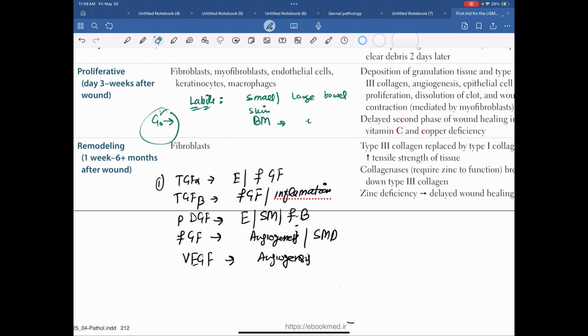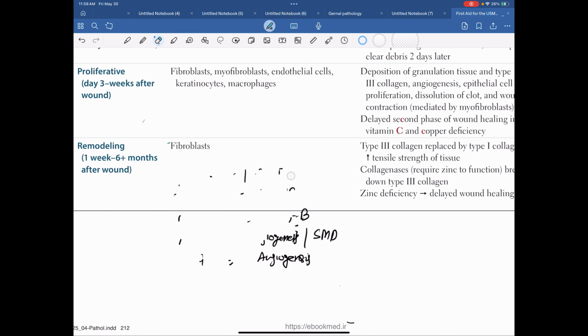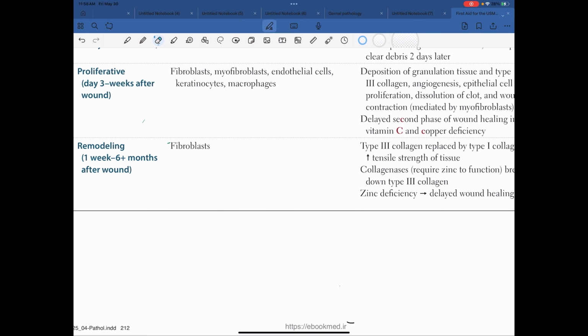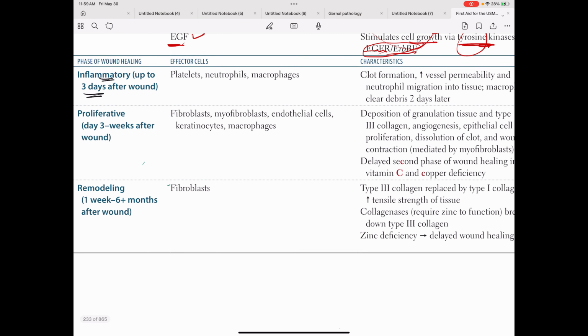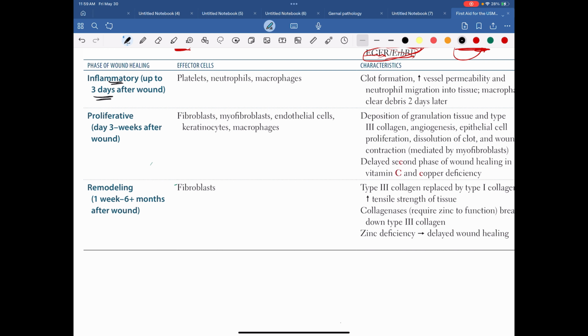Now let's take a quick read from your book, to see what they mention about the phases of wound healing. First of all, remember one thing: wound healing occurs in three major phases. According to First Aid, the phases are divided into three main phases: inflammatory, proliferative and remodeling. The first one is the inflammatory phase, which lasts up to 3 days after the wound. The effector cells involved in this phase are platelets, neutrophils and macrophages. This is the initial phase, which starts with the inflammation, up to 3 days after the wound.